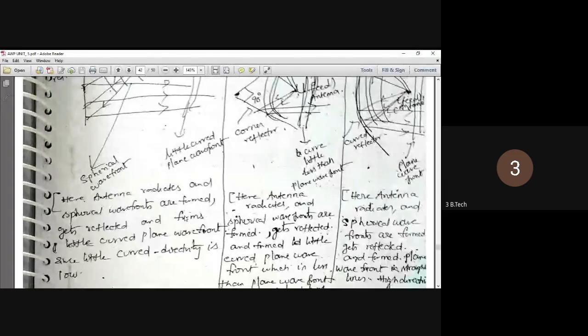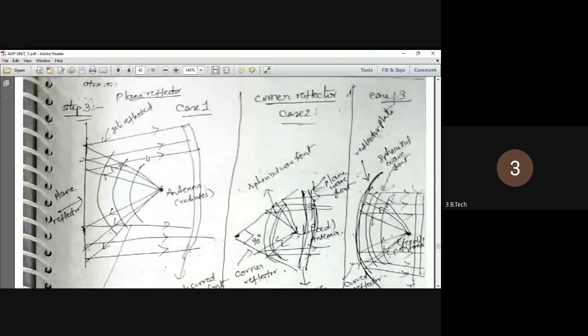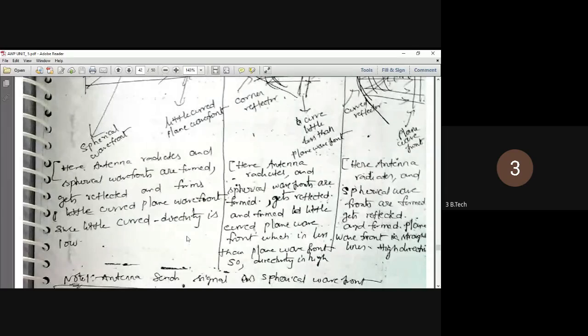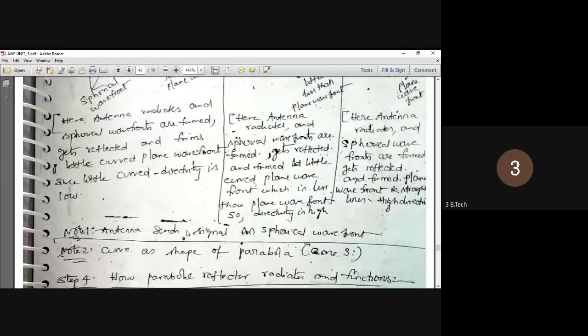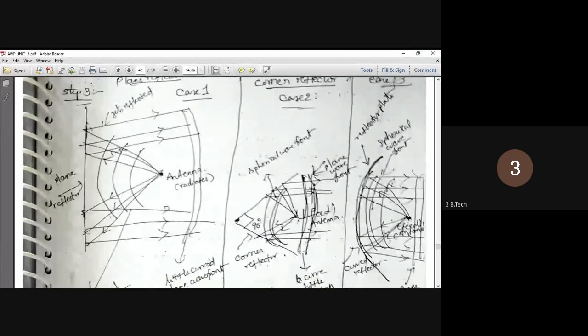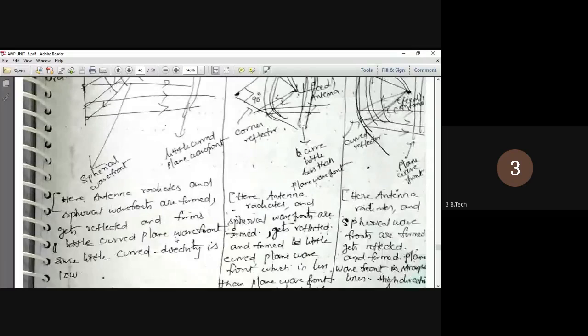So now, the antenna radiates and spherical wavefronts are formed, and they get reflected. When the spherical wavefronts touch this plane sheet, they get reflected and form a little curved plane wavefront, since the little curved wavefront has low directivity. The wavefront that has formed as little curved should actually be straight, but a little curved plane wavefront is formed here, right?